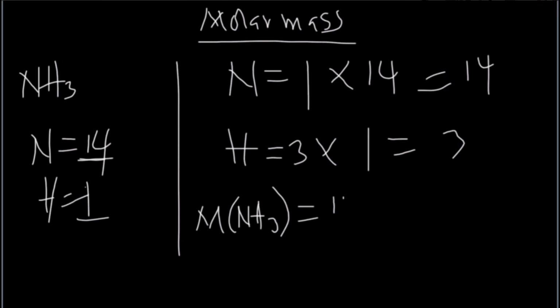So 14 plus 3, which will give you 17 grams per mole. So I think that's all for molar mass. Let's move on to the relationship between molar mass and amount of substance, which is moles.